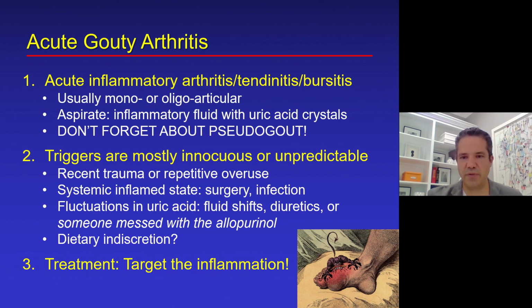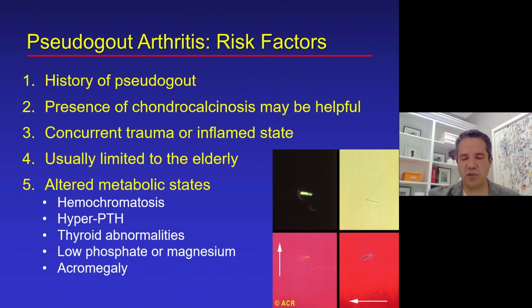It's unclear if there's any particular dietary indiscretion, although patients are often convinced that certain foods will trigger their gout attacks. What do you do? You treat the inflammation. In patients with acute gout, you treat the inflammation. You're less concerned about treating the uric acid at that point.